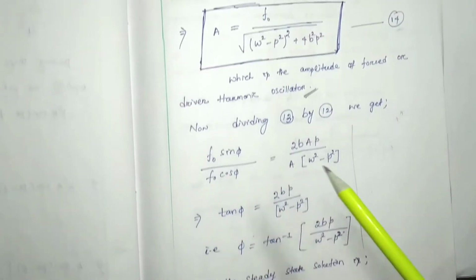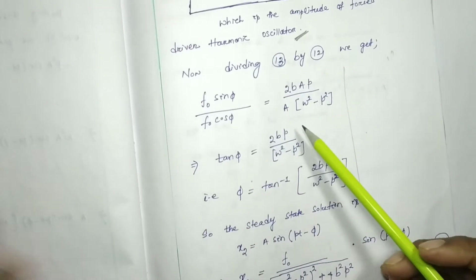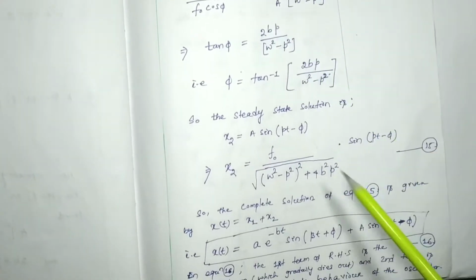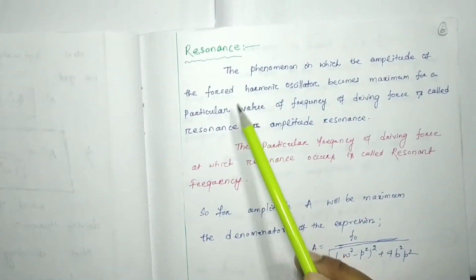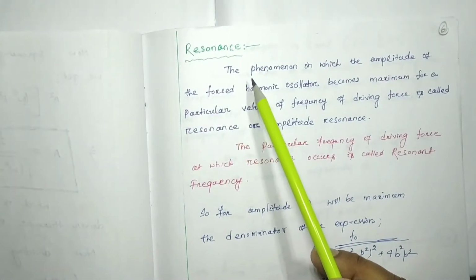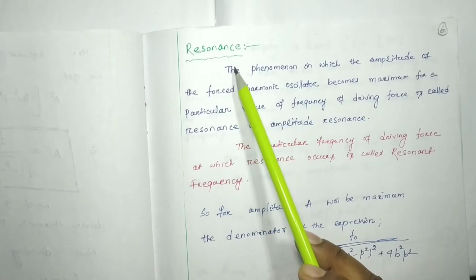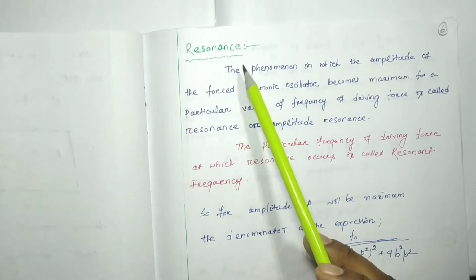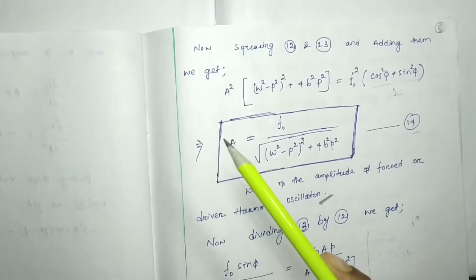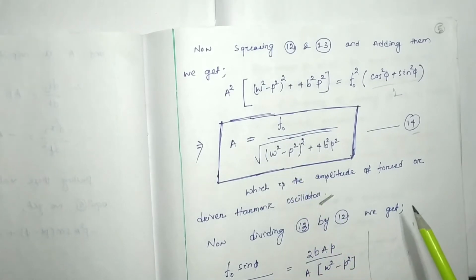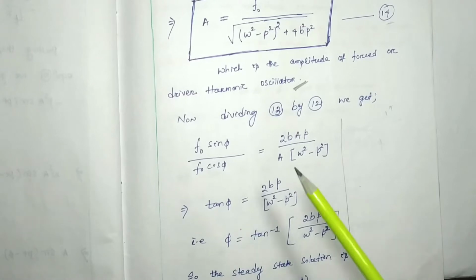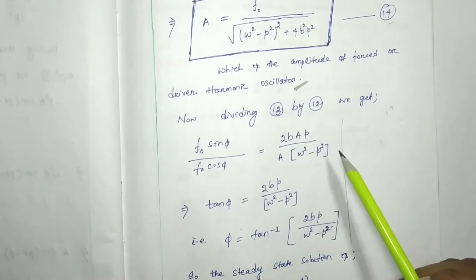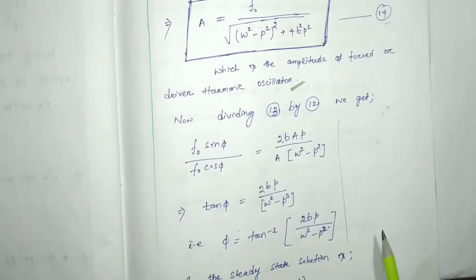Today, in this lecture, we have to discuss the rest of the derivations up to equation number 16. Then we go to the new topic of forced harmonic oscillation, that is called resonance. Again I suggest two things: write down the notes properly, and before you watch this video, go through at least the last video.